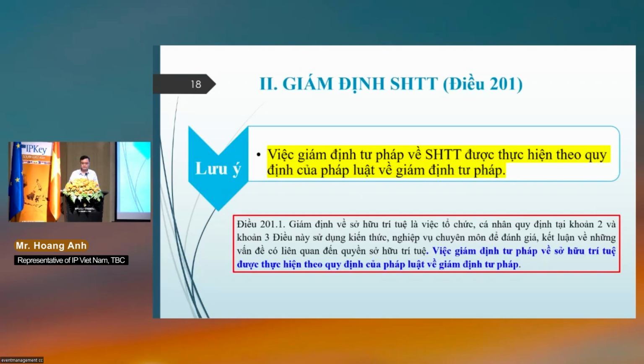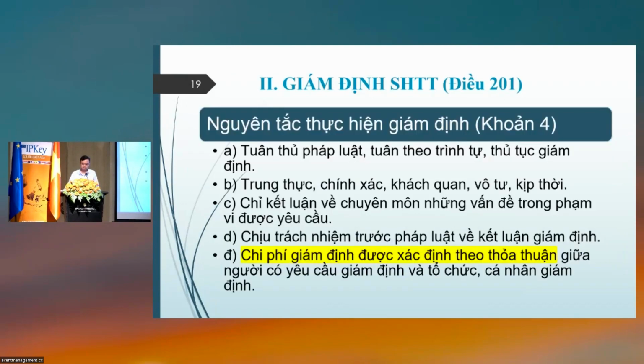First, to define the two systems of examination. First, the judicial examination, which is conducted in line with the legal regulation on judicial examination. And on the principles of conducting examination, in paragraph 4, section 4, one more principle is added.